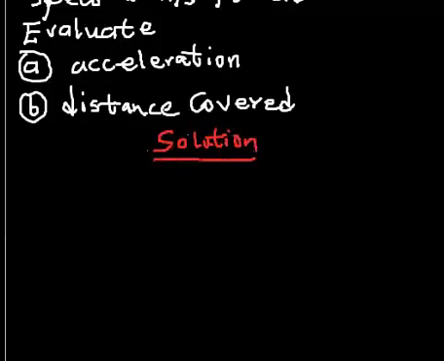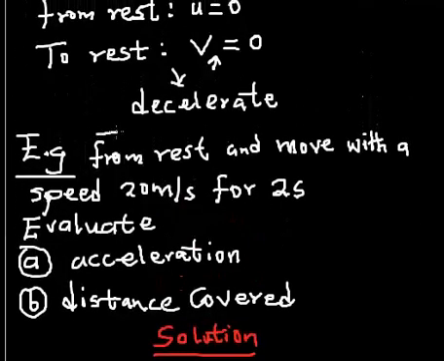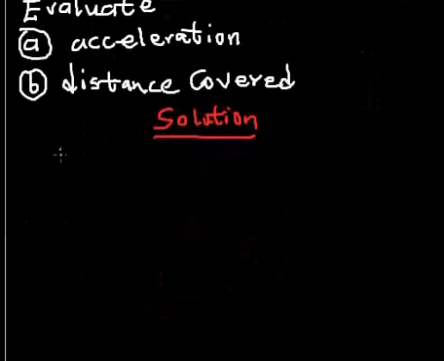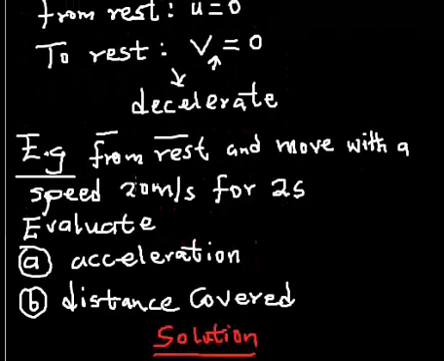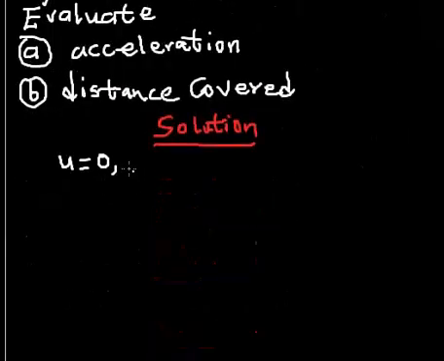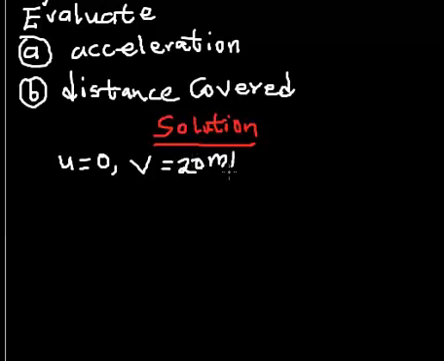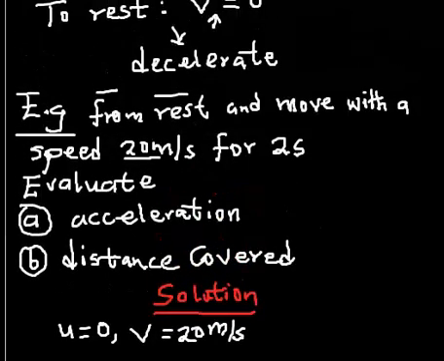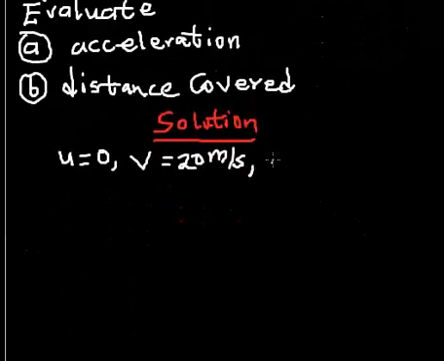Now, if I need to solve this, I should consider the fact that if I read the question, it said the car starts from rest, so I will have to write down my parameters. From rest, I will write that u is equal to 0. Then it moves with a final velocity of 20 meters per second. All right. Then it actually does that for 2 seconds.